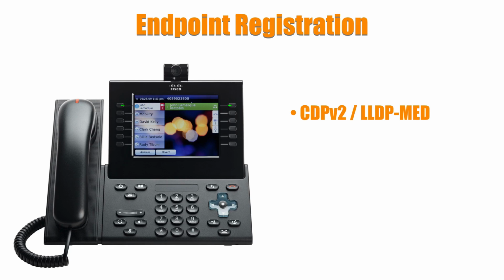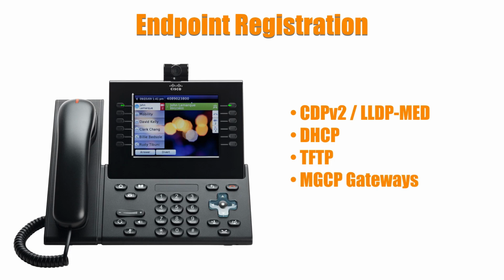Once it knows its subnet, and it can learn that via CDP version 2 or LLDP-MED, you want to make sure that it goes out and gets an IP address, a subnet mask, a default gateway, and probably DHCP option 150, which specifies the TFTP server. We might want to make sure the TFTP server is indeed running on the call agent to make sure that we can download our configuration file. And it's not just IP phones that need to register, it's also MGCP gateways.